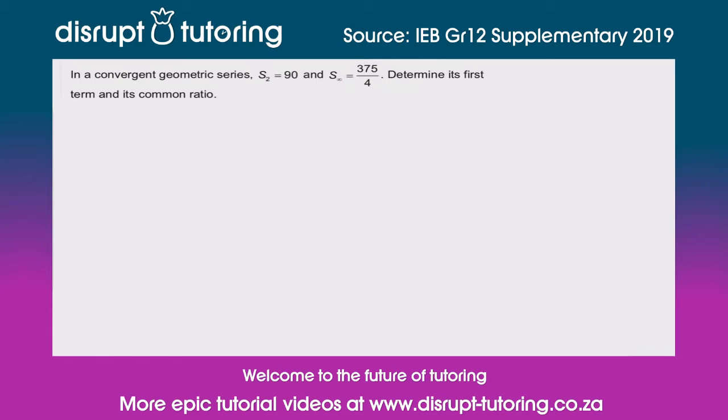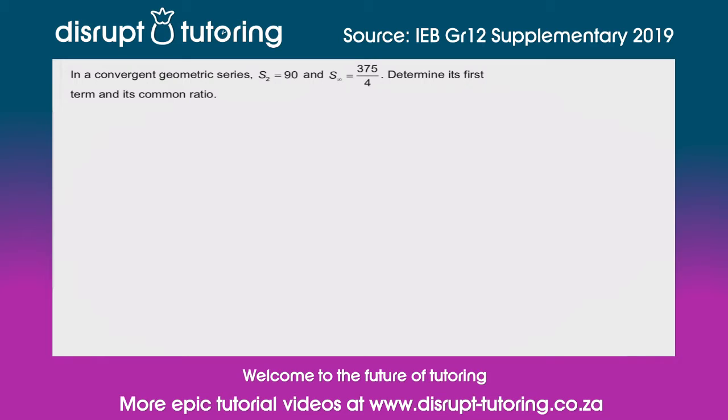Today we're going to deal with a geometric series question, and with that in mind, let's dive straight in. So they've said to us, in a convergent geometric series, which means we know the R value is going to be between -1 and 1, we have the sum of the first two terms is 90, and the sum of all the terms up to infinity is 375 over 4. They've said to us, determine its first term and its common ratio.